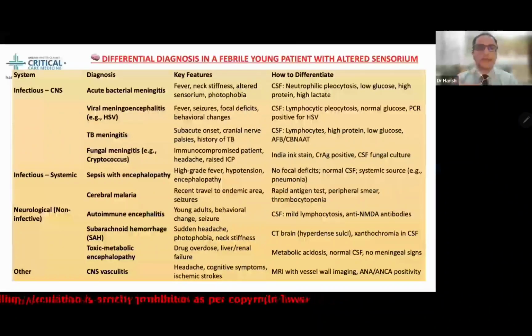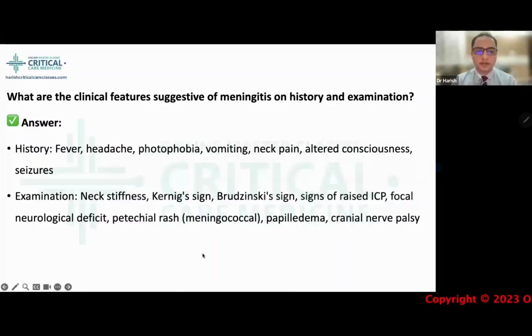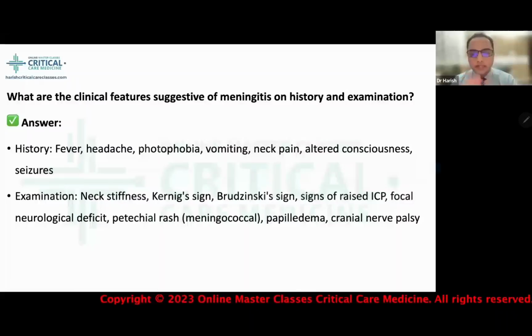So this is a fantastic table, so you can remember it for your exams and bedside practice also. So what are the clinical features suggestive of meningitis in history and examination? In our patient, there was a history of fever, headache, photophobia, vomiting, neck pain, altered sensorium, and convulsion. On examination: neck stiffness, Kernig sign, Brudzinski sign, signs of raised intracranial pressure, focal neurological deficit, petechial rash in meningococcal meningitis, papilledema, and cranial nerve palsy, particularly in TB meningitis.